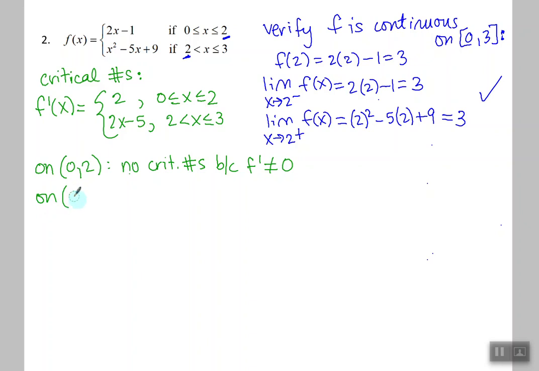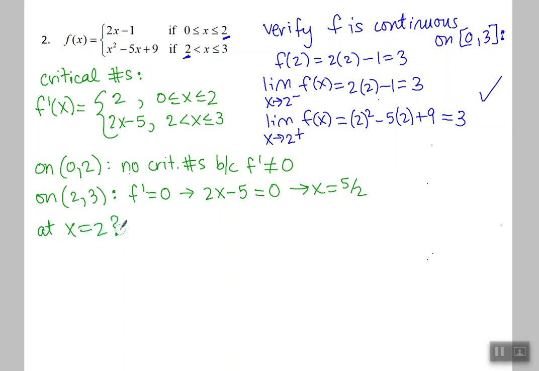What about on the second interval, 2 to 3? The derivative is 2x minus 5, so 2x minus 5 equals 0 when x equals 5 halves, 2.5, which is on that interval. So we have one critical number from looking at where the derivative equals 0. Now, we have this possible break-apart point. Well, of course the function is continuous, but that doesn't mean that the derivative exists there. So let's now look at x equals 2. What about at that spot?